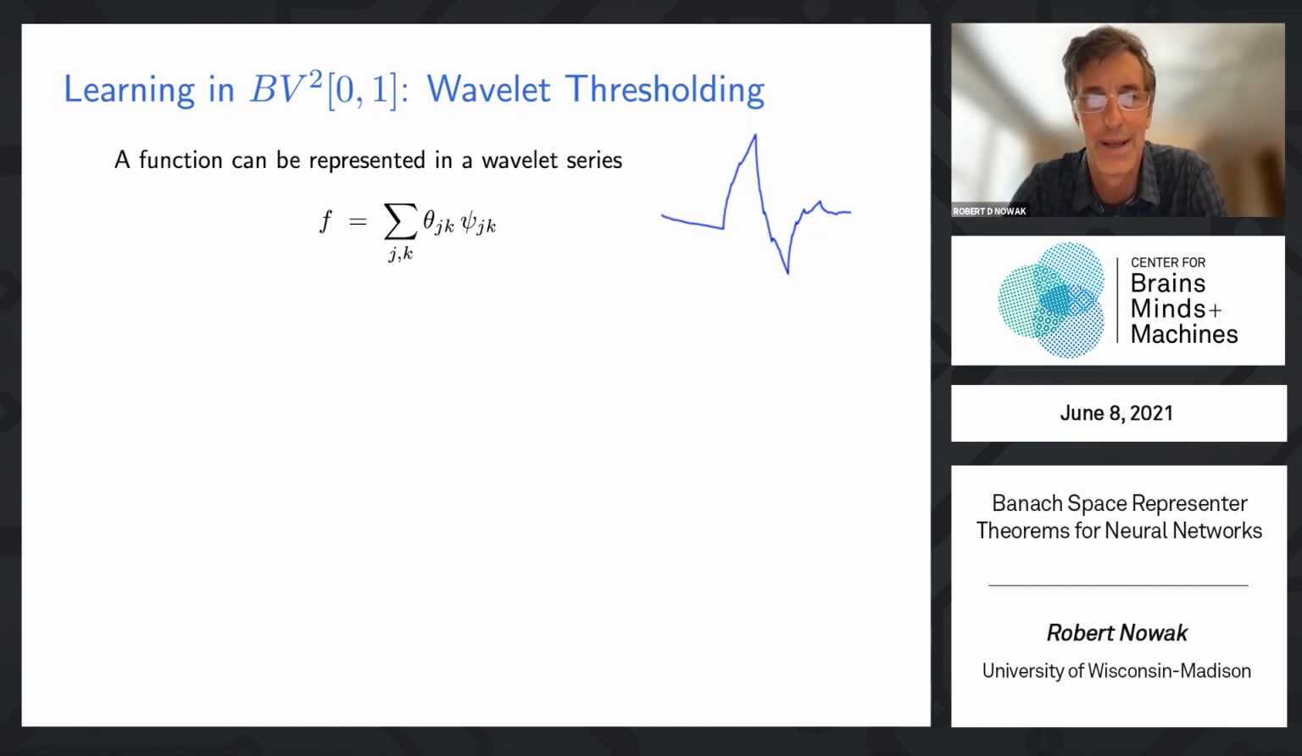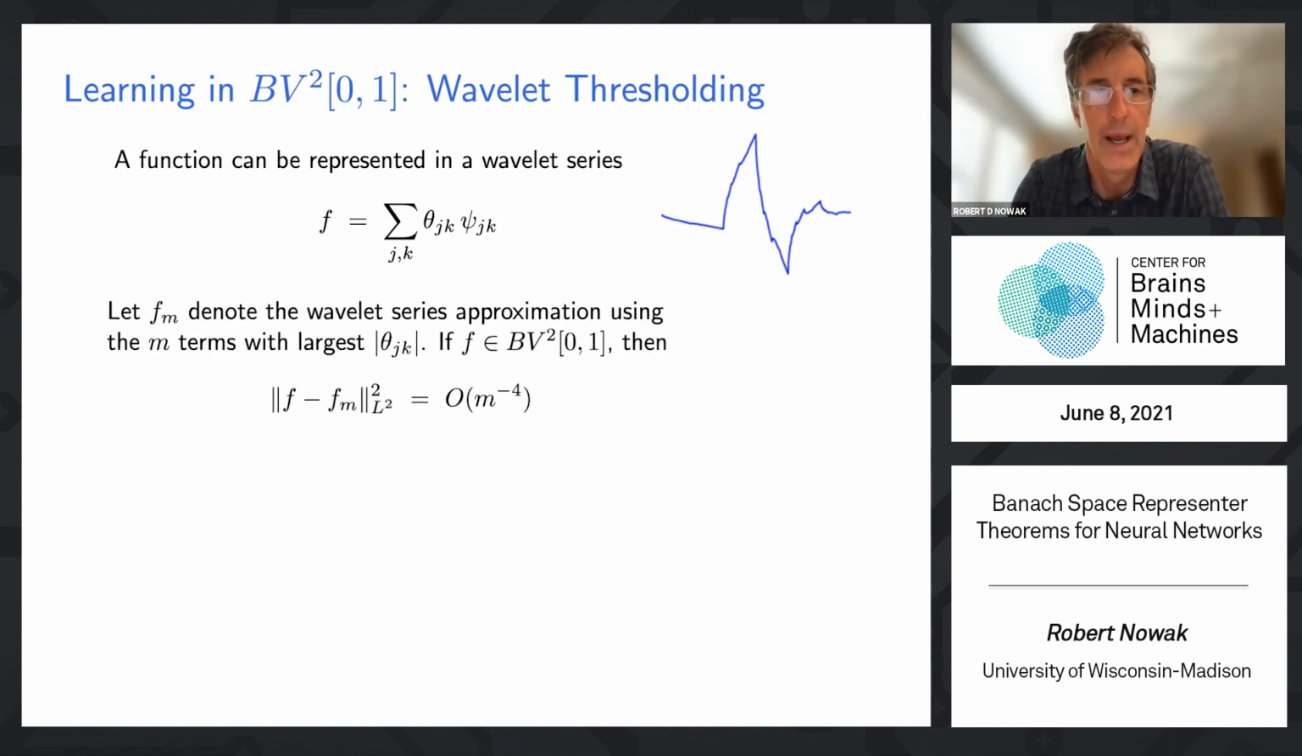You can represent a function in terms of a weighted combination of these wavelets. Those are the theta jk's that you see in the series expression. In a wavelet representation, j corresponds to the scale, or how big or wide or narrow that wavelet function is, and k is the location where the wavelet function is sort of located on the line. So if we use the notation f sub m to denote the wavelet series approximation to a target function f using the m terms with the largest coefficients.